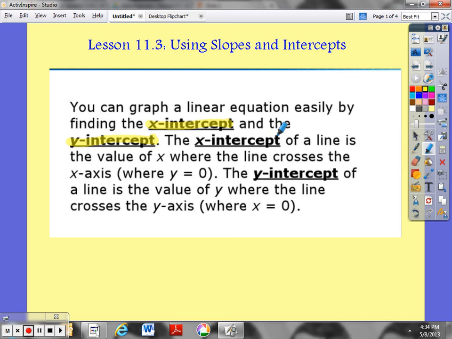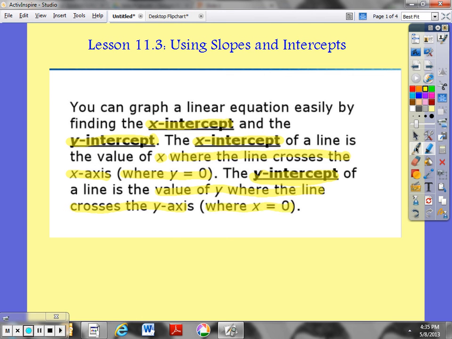So it says the x-intercept of a line is the value of x where the line crosses the x-axis, and where y is equal to 0. And then the y-intercept of a line is the value of y where the line crosses the y-axis and where x is 0.